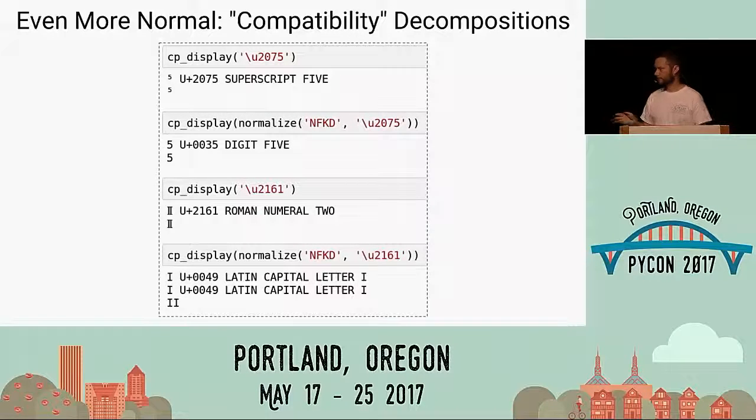But if all you care about is equivalence, if you want to just say, this is basically the same as 5 to me for my searching purposes, or whatever you're using comparing strings for, you can do that with normalization. You'll get its compatibility decomposition.